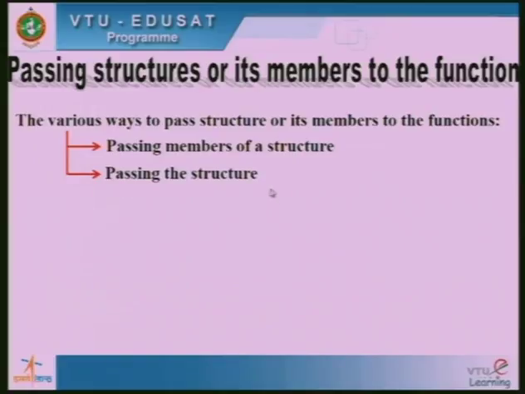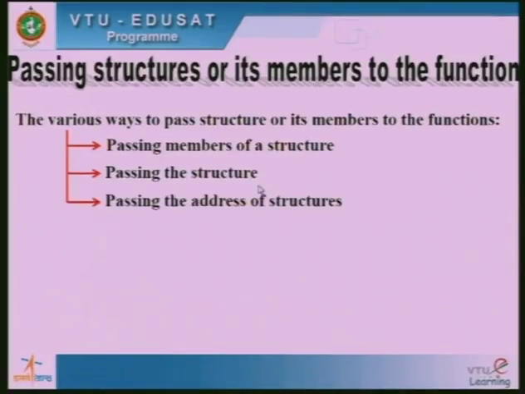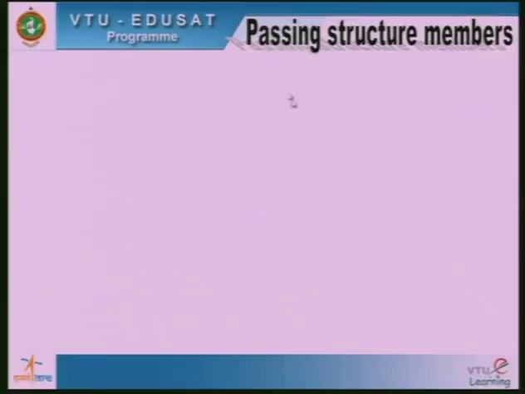Next, passing the structures. This also can be done either using pass by value or here we separately specify passing the address of a structure. So here when we say passing the structure, it means it is passed by value. Here we are passing it by address. Now let us see what do you mean by passing structures, how to pass structure members to various functions. Let me explain with a simple program.